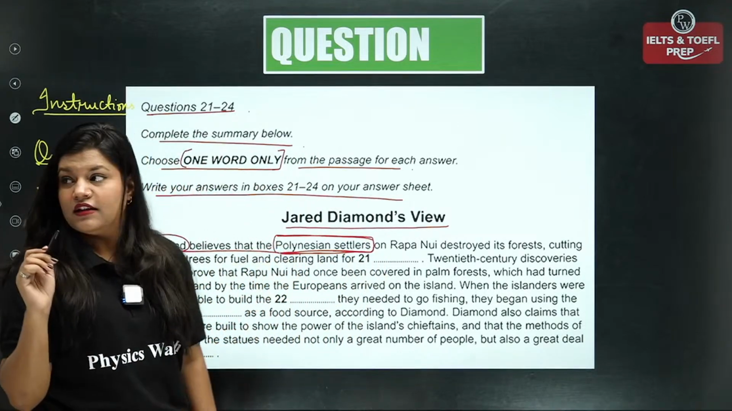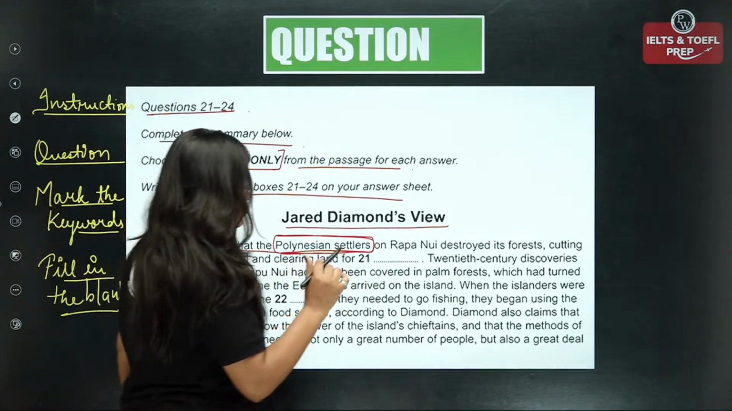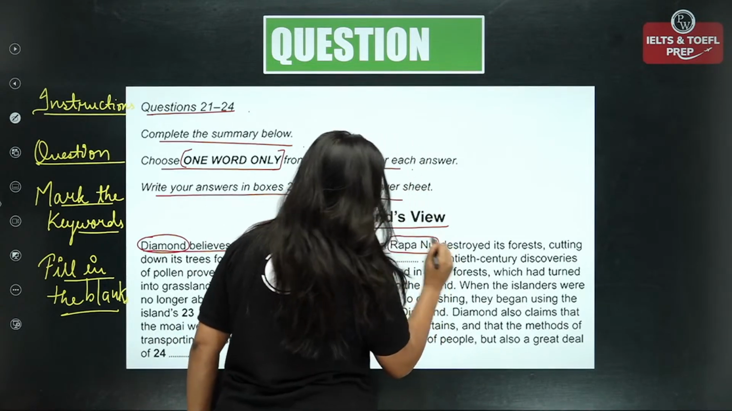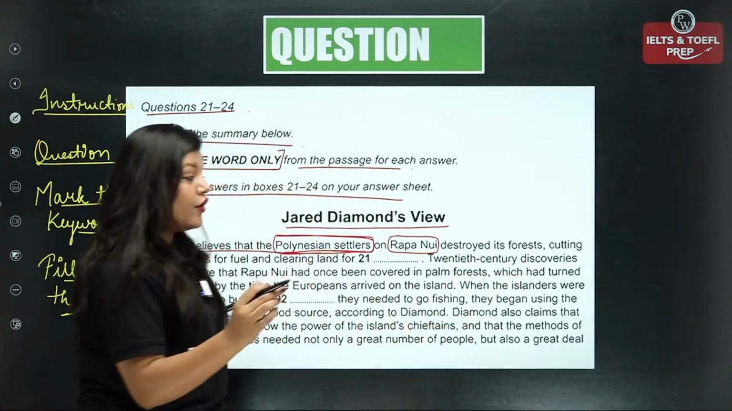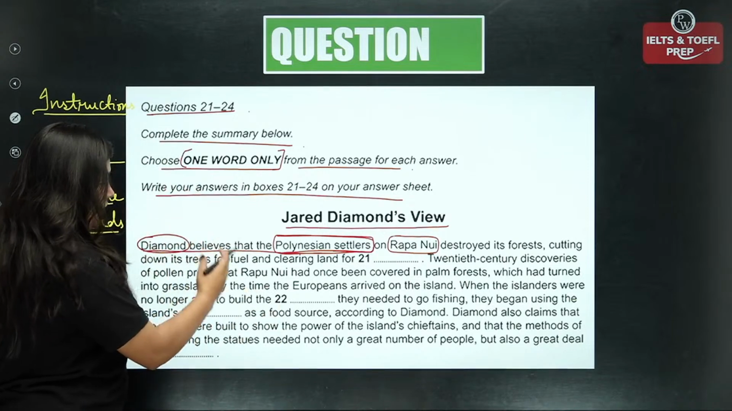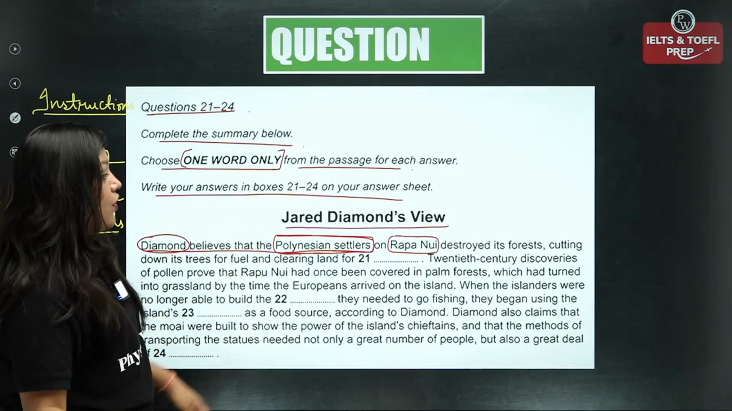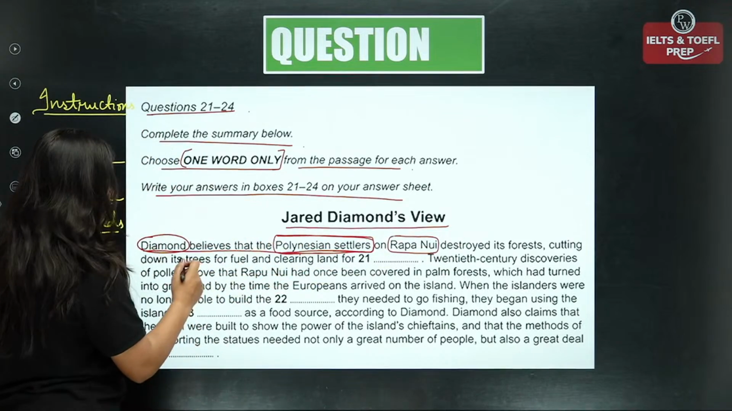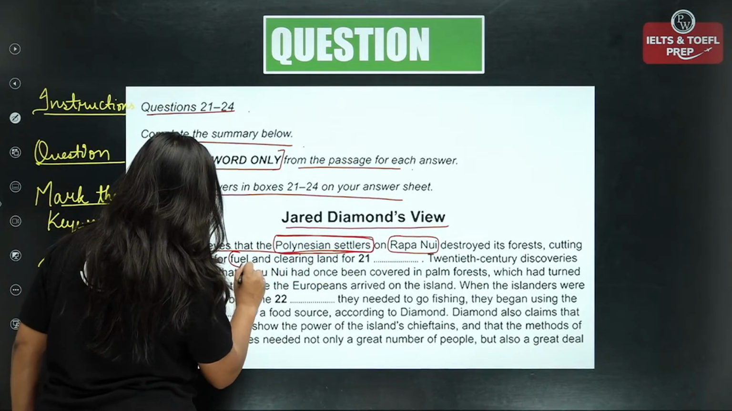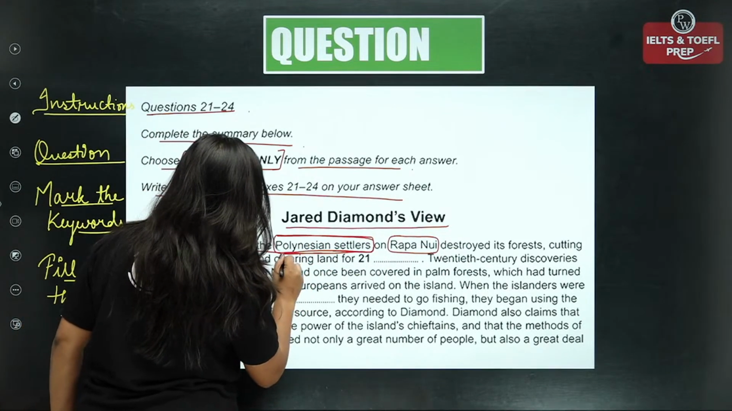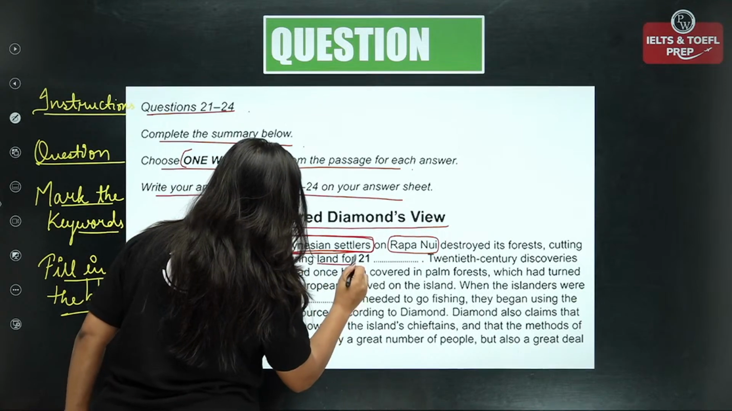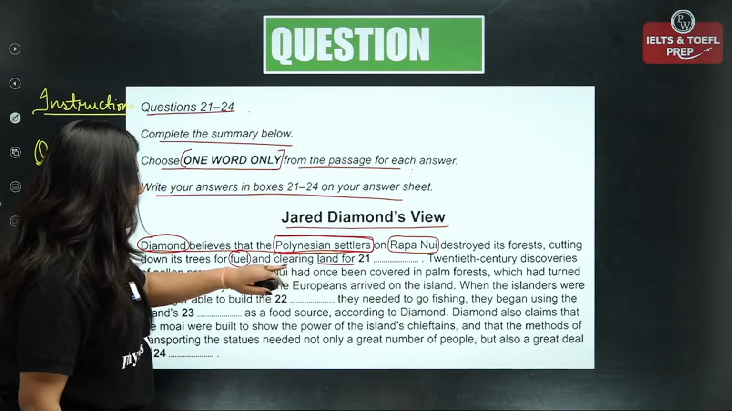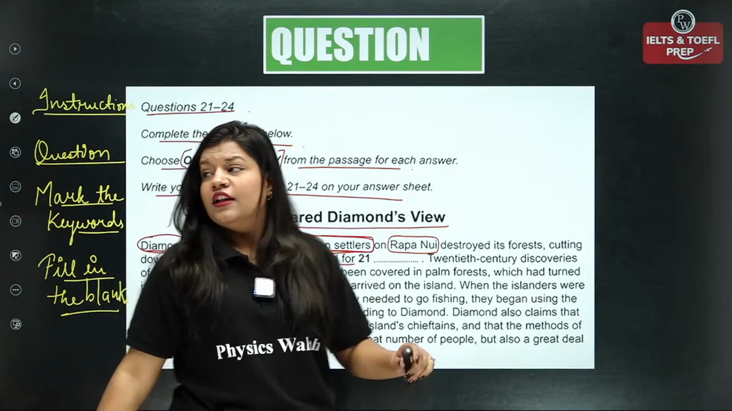Now, on Rapa Nui. Rapa Nui can be the name of a place. Diamond believes that Polynesian settlers on Rapa Nui destroyed its forest, cutting down its trees for fuel and clearing land for dash. Now here it can be anything.